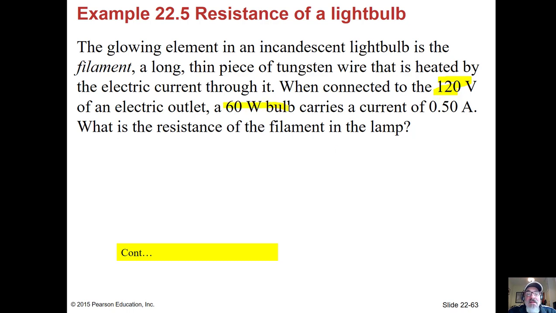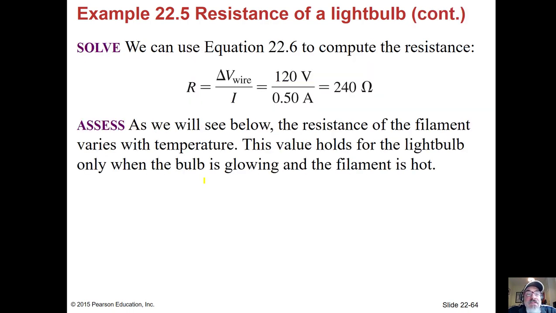We've got a 60 watt light bulb. That's just describing the light bulb. And we have a current of 0.5 amps. We want to know what's the resistance. Okay, so we know the voltage and we know the current. We can come up with the resistance. So the resistance then is the voltage divided by the current. So 120 over 0.5, 240 volts.